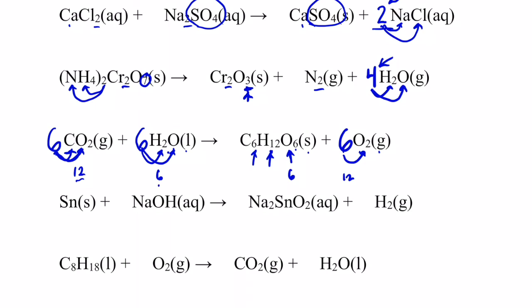So let's clear this up a little bit. So it looks like there's a 6 in front of O2 on the right-hand side, a 6 in front of water on the left-hand side, and a 6 in front of CO2. If you take a look, that equation now balances for us.